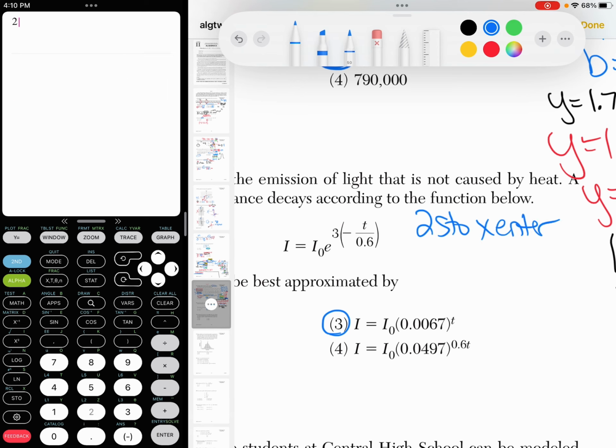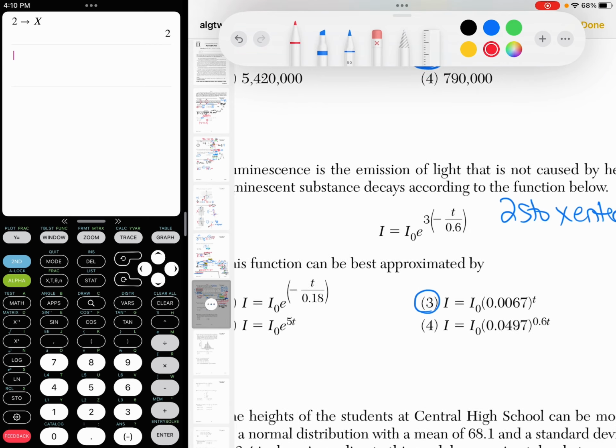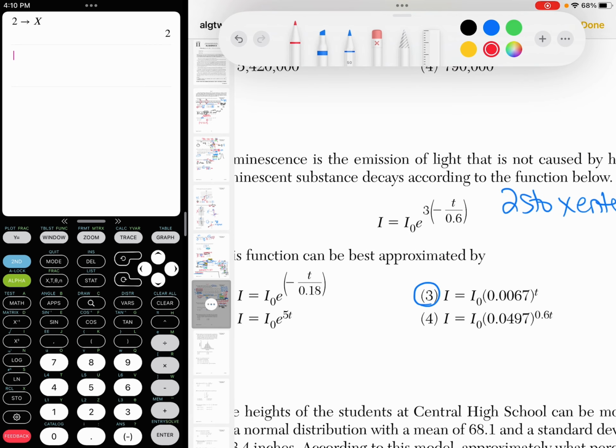Again, I already am set up like that, but if this was the first one you were doing, you would hit those buttons, 2 STO x enter. And then this one's a little tricky, but again, you're kind of like using your resources, using what you have. There's a couple different variables in this. So the T is what I'm going to use for X. So everywhere I see a T in my calculator, I'm going to plug in an X instead, just like you would if you were graphing these.